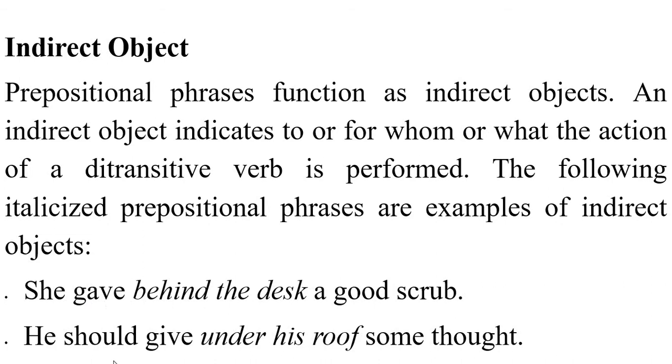indirect object of the verb gave. She should give under his roof some thought. It's again the same verb give, which is ditransitive. And what is a ditransitive verb? It's a verb that requires two objects, one direct and the other indirect. So he should give what? He should give some thought. This is the direct object. To what? Under his roof. He should give some thought to this place, under his roof. This is a prepositional phrase as a type, but as a function, it's an indirect object.